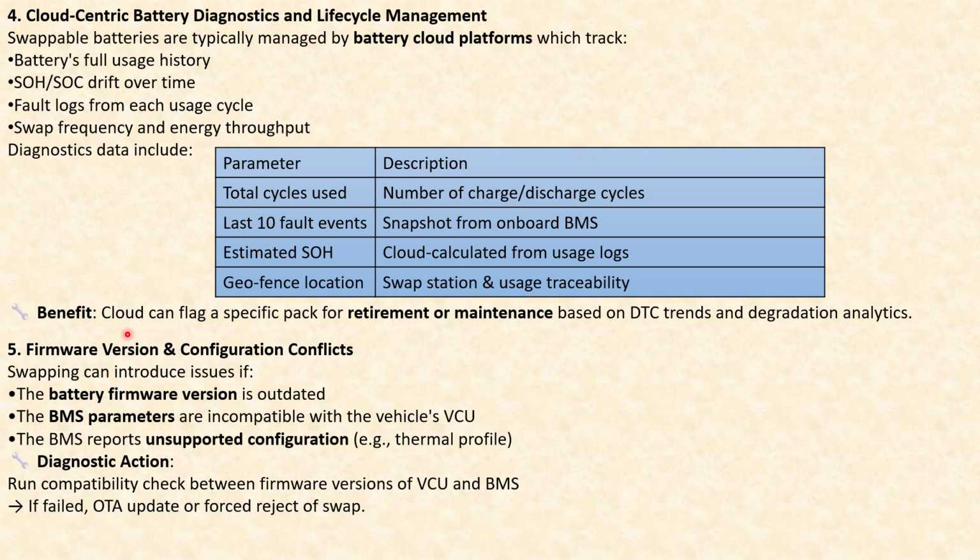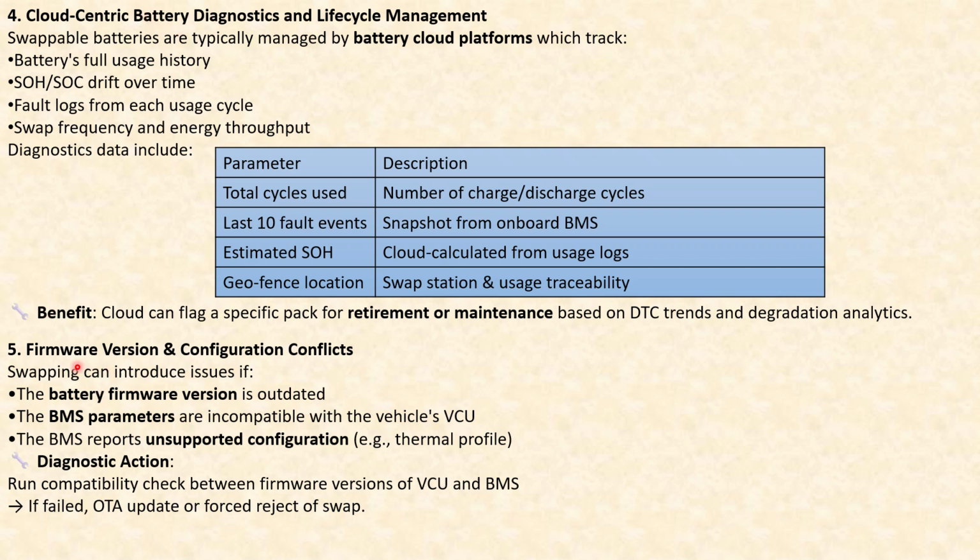Talking about the benefit, cloud can flag a specific pack for retirement or maintenance based on DTC trends and degradation analytics. Okay, now these are the various benefits of the cloud-centric battery diagnostics.